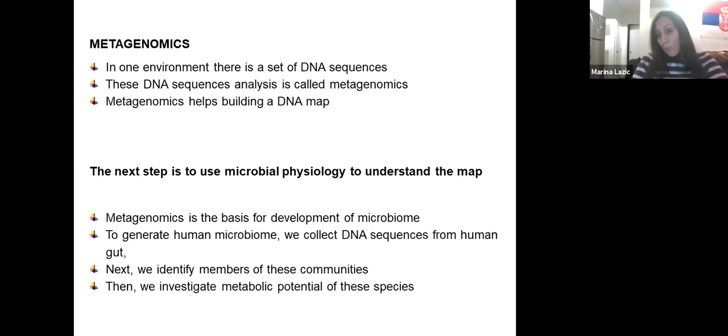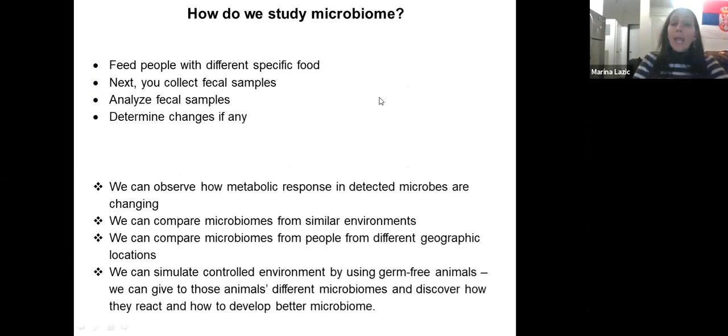So basically what is done to generate the human microbiome is collecting DNA sequences from the human gut. Then you identify members of these communities, and then you study the metabolic potential of these species. Again, you need to know microbial physiology and biochemistry. And here is how we study microbiome. People are fed different specific foods, then you collect fecal samples, analyze those samples, and determine changes if there are any.